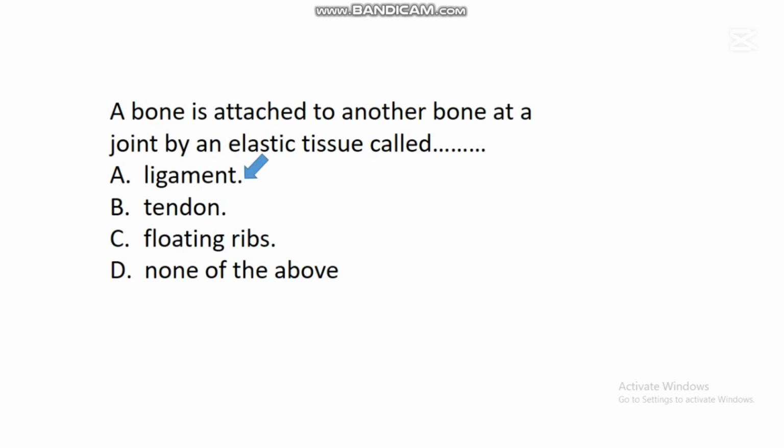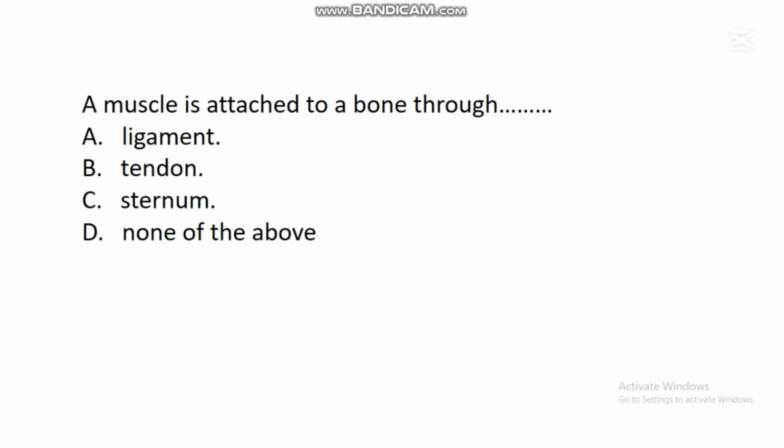Ligament. A ligament is an elastic tissue that helps in connecting one bone to another. So studies have shown that a bone is attached to another bone at a joint through the help of this tissue called ligament. And this ligament is very important because if something happens to it, definitely there can be a serious joint problem. So ligament ensures that a bone is attached to another bone without any problem.